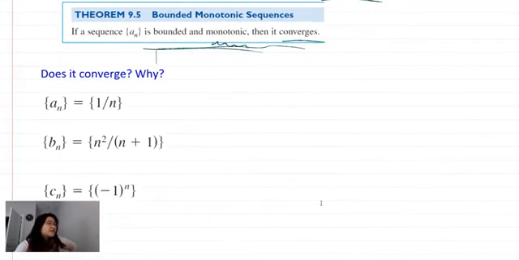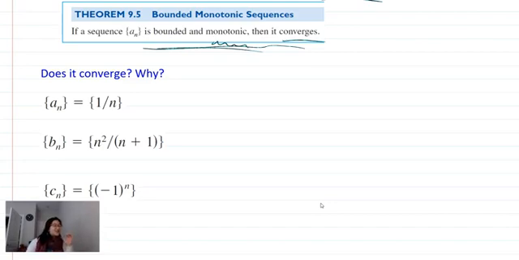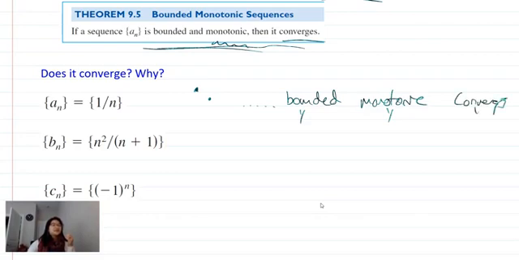Why or why not? So a sub n, oh, and we got different ones now. Whoa, wow. Changing it up. So we got a sub n is 1 over n. 1 over n is bounded, right? Because it starts at 1, but then it goes to 1/2, and then it's never going to get to 0. So that's bounded. And it's also monotonic because it's non-increasing. So then, converges? Yes, by this theorem.